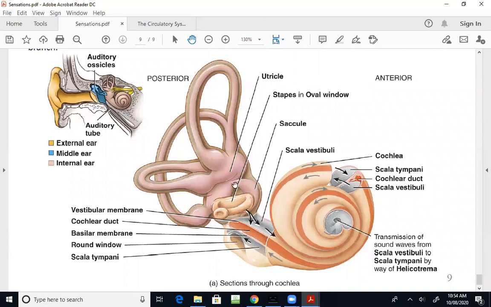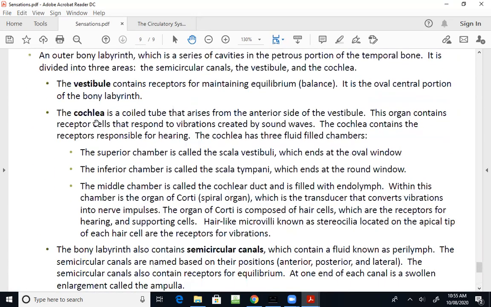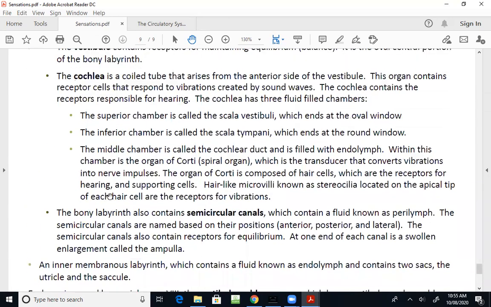What we're just showing here is the 3 parts of the bony labyrinth, as well as some stuff over there on the right, which includes the cochlea, the thing that kind of looks like a snail shell, a coiled tube arising from the anterior side of the vestibule. This is the organ that contains receptors that respond to vibrations created by sound waves, and thus is responsible for hearing. There are 3 fluid-filled chambers, which you can see are opened up and shown here in this picture: scala tympani, cochlear duct, and scala vestibuli.